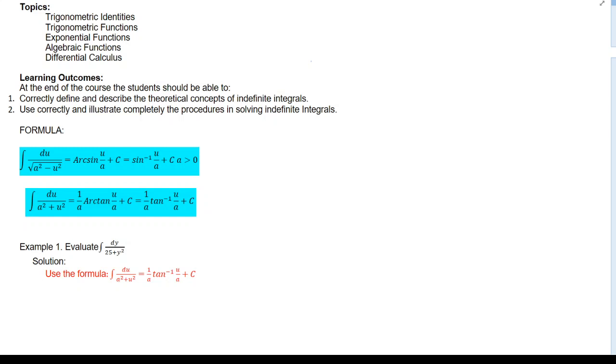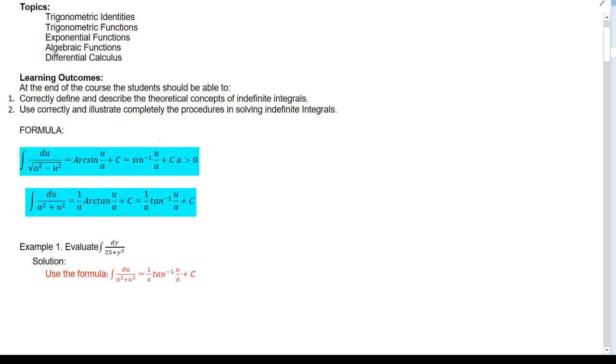This holds if a is greater than 0. The next formula is the integral of du divided by a squared plus u squared, where a is the constant and u is the variable. That is equal to 1 over a arctangent of u over a plus c.